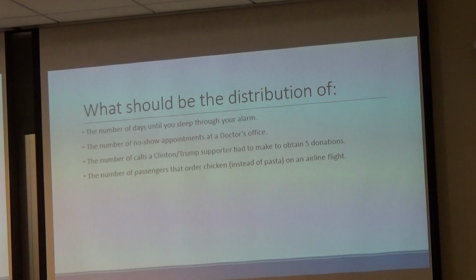Number of passengers that order chicken instead of pasta on an airline flight. Binomial. You've got 100 passengers on the flight. Each has a choice. It's chicken or pasta.